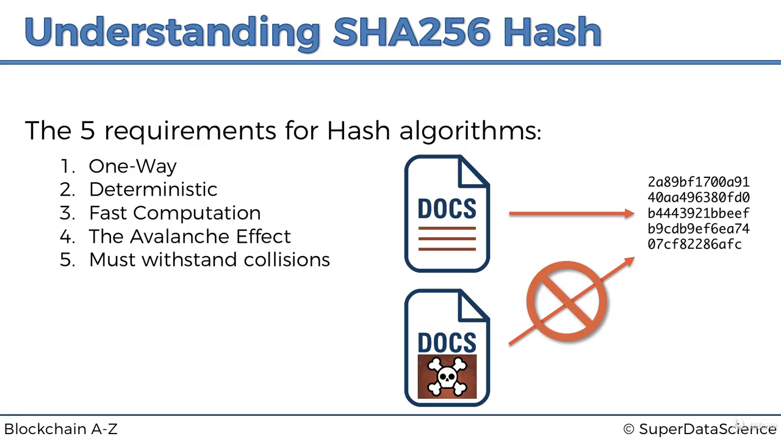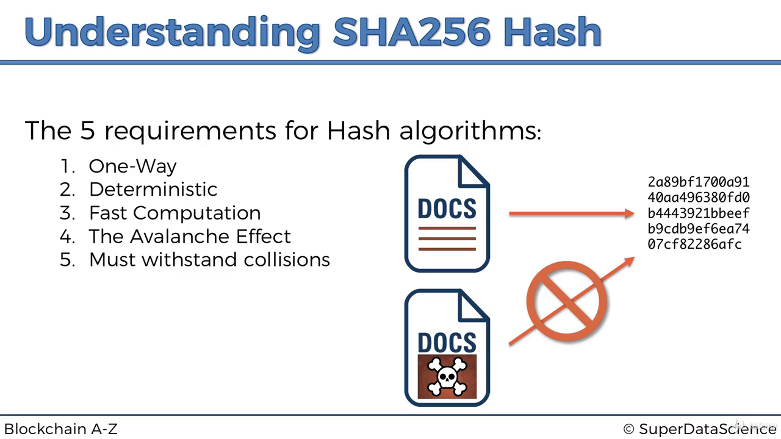So there we go. Those are the 5 requirements for secure and safe hash algorithms. They have to be one-way, deterministic, fast computation, the avalanche effect, and must withstand collisions. I know this is quite a lot to take in on cryptography at the very start, but at the same time, this is the foundation of what we're going to be discussing about blockchains. So these things are going to be very, very useful to us.